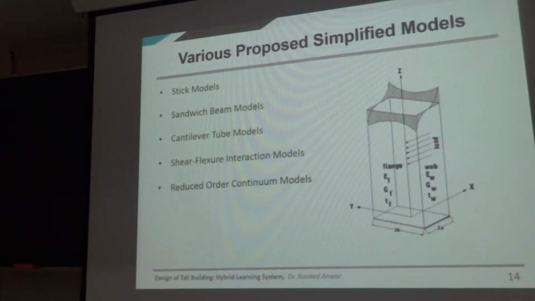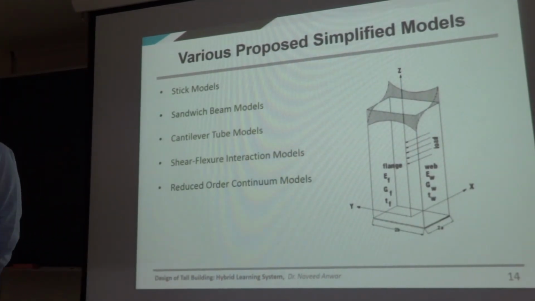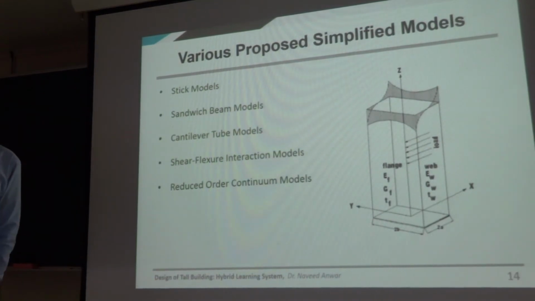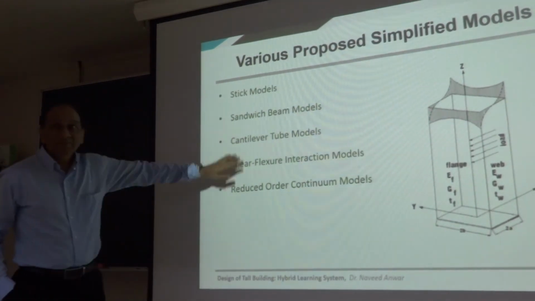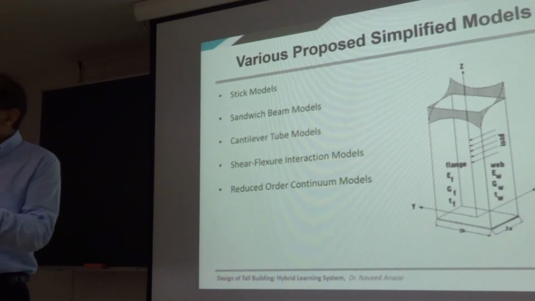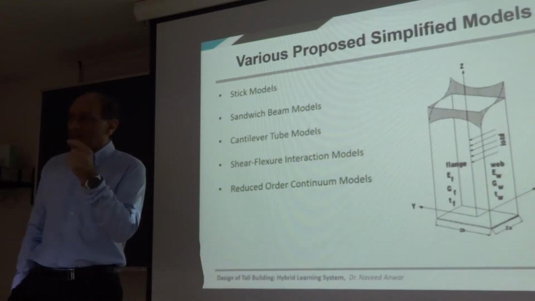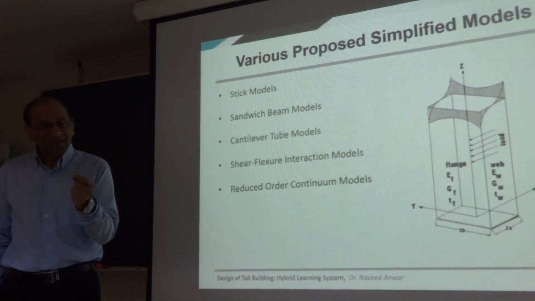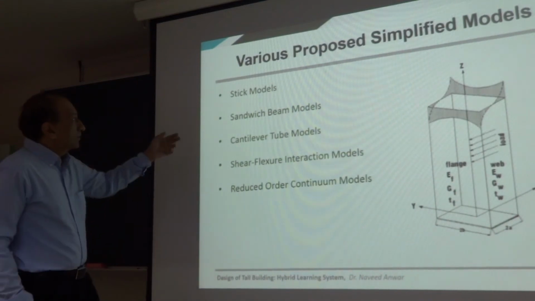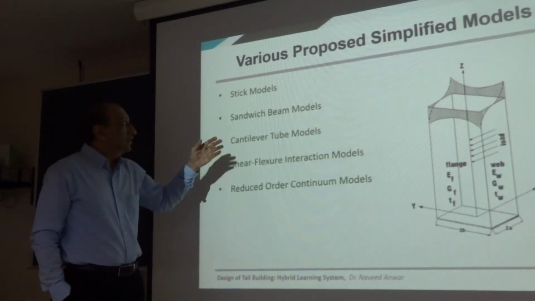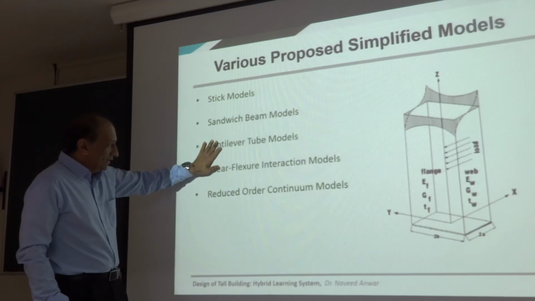So, simplified modeling. How can you do a quick modeling? Simplified modeling, to do a back of the envelope calculation, right? So these kinds of models are based on things that you can do quickly by hand without running to the computer, because computer modeling takes a lot of time. Computers are supposed to be faster, yes, after we have created the model. But the modeling takes a lot of time, right? So, stick model, quite popular, this one. Sandwich beam model, cantilever tube model, shear flexure model, reduced order continuum model, these are all getting complex. This is the easiest one.